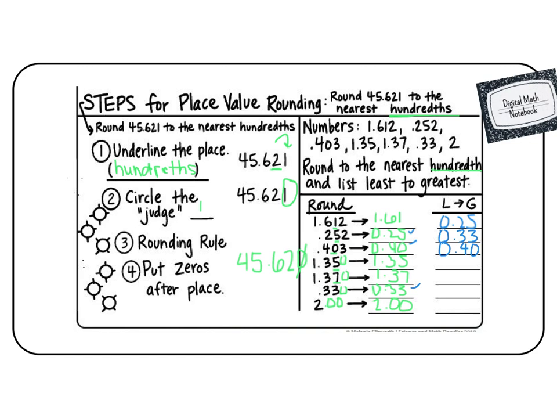Now let's look for some ones. All right, the smallest one I see is 1.35, and then 1.37, and lastly 1.61, and our largest number out of all of those is 2.0. Pause now so you can type these numbers into your digital math notebook.